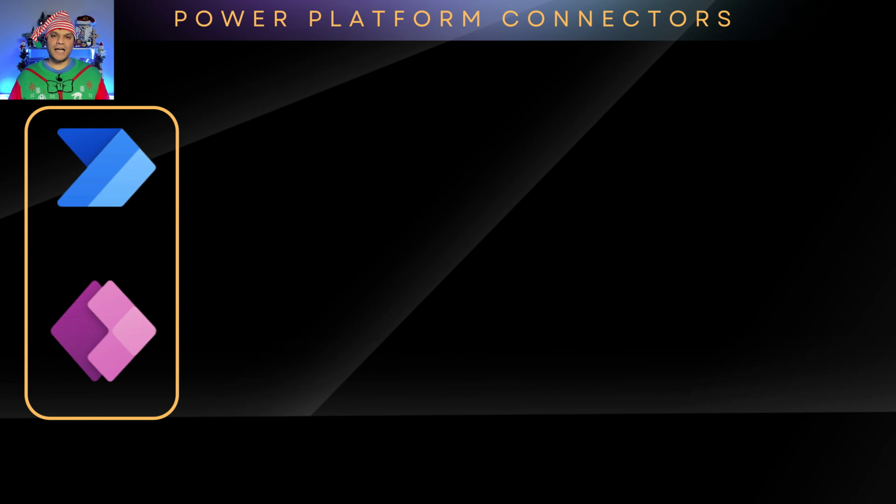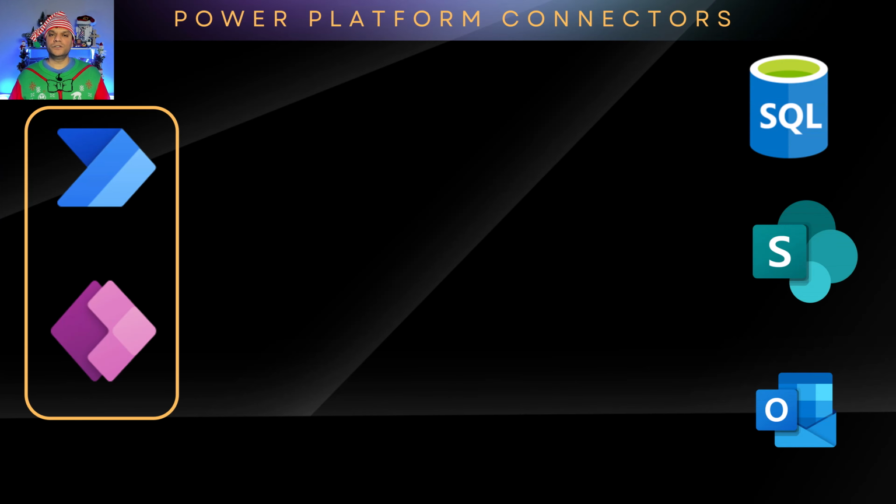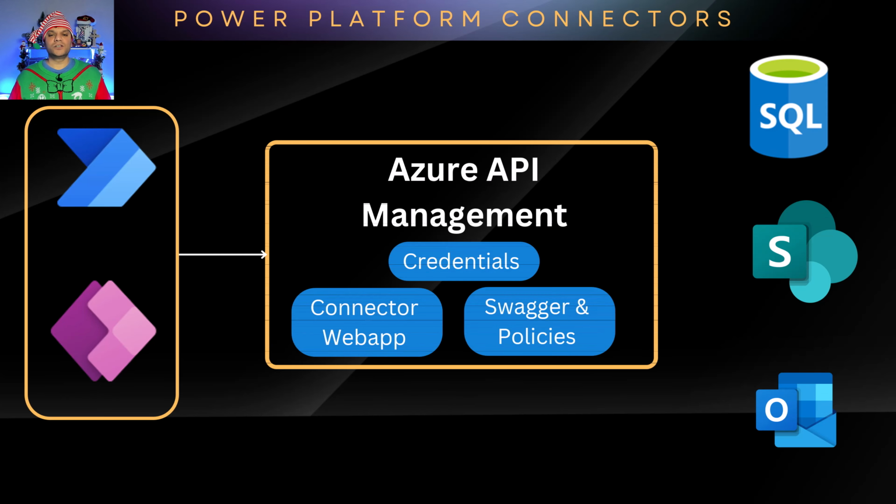Power Platform currently has over 1,100 connectors, and that is what's used for your Power Apps and your Power Automate to connect to data sources such as SQL, SharePoint, Outlook. Now, a connector is basically a whole combination of Azure API Management, where credentials, connector web app, and Swagger and APIs are used in. And that is what it is used for these Power Platform services to talk to your data sources. Now, we can take this one step forward by using the connection references.